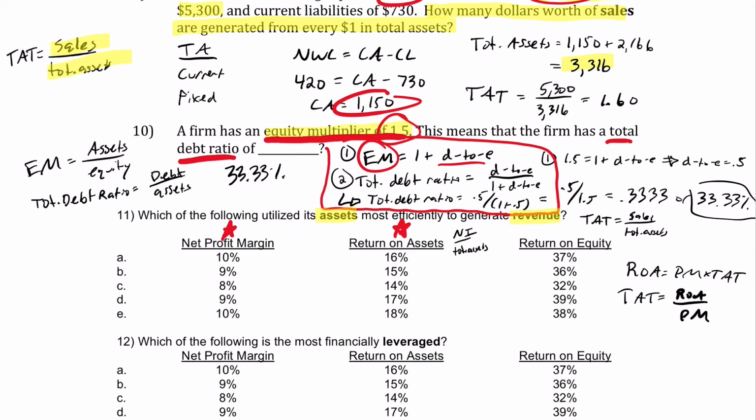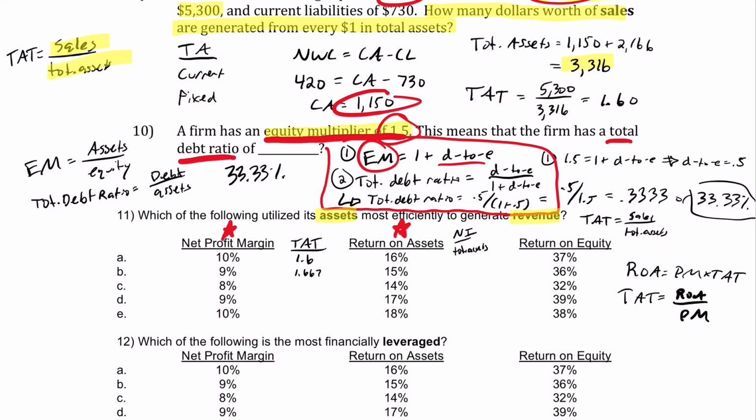So I'm just going to start off with the first two, and you guys can verify the rest of this because it's the same thing over and over again. What we would be doing is taking ROA and dividing it by profit margin. In part A, 16% divided by 10% would give me a total asset turnover of 1.6. If I were to do 15% divided by 9%, I'd get 1.667.